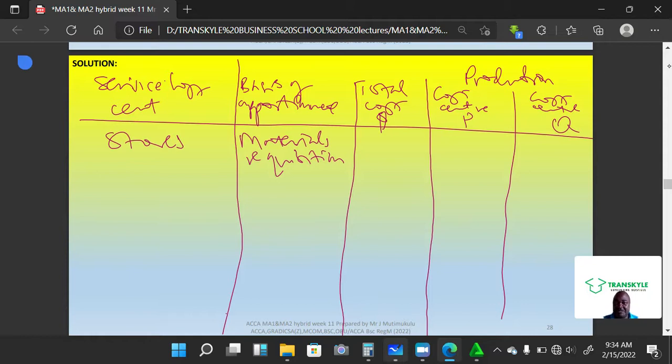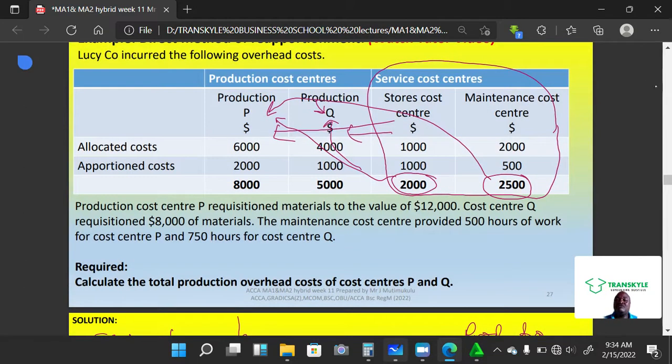Here, the tricky part is that most students identify the basis correctly, but then fail to know which figure to apportion. They end up getting confused, picking up 12,000. 12,000 is the amount of materials that should create the base for apportionment. But what should be apportioned is the cost of the service center, the total cost. This 2,000 should be shared to production, not these ones.